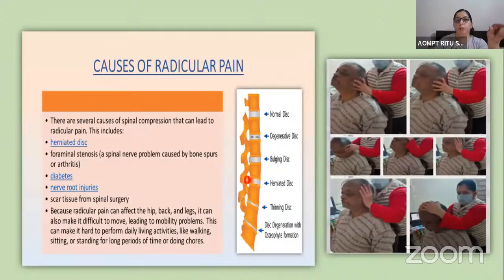These are the causes of radicular pain: a herniated disc, nerve root injuries, scar tissue from spinal surgeries, or foraminal stenosis, a spinal nerve problem caused by bone spurs, osteophytes. These are also causes of neural radicular pain. So we also have to see whether the articular structures, like the interface we have talked about, are creating a problem for the nerves because they are not getting the space. There is a compression, a narrowing of the foramen, a narrowing of the spinal canal, like a myelopathy condition. That is also a very important part to see in the patient with radicular pain.